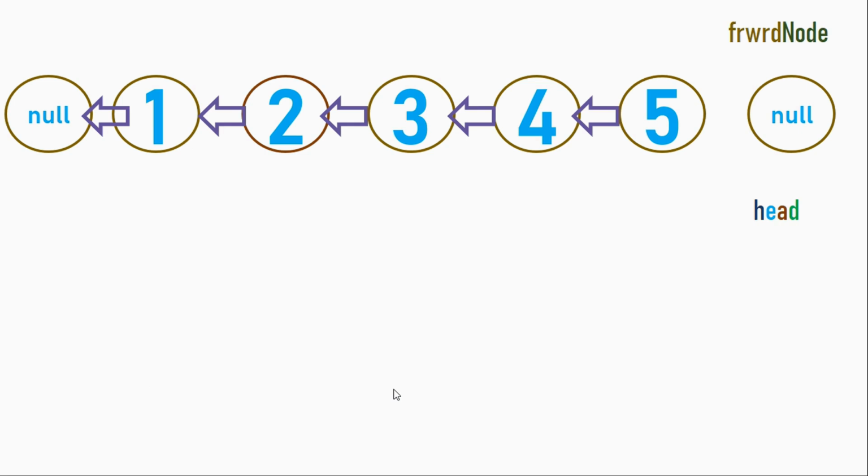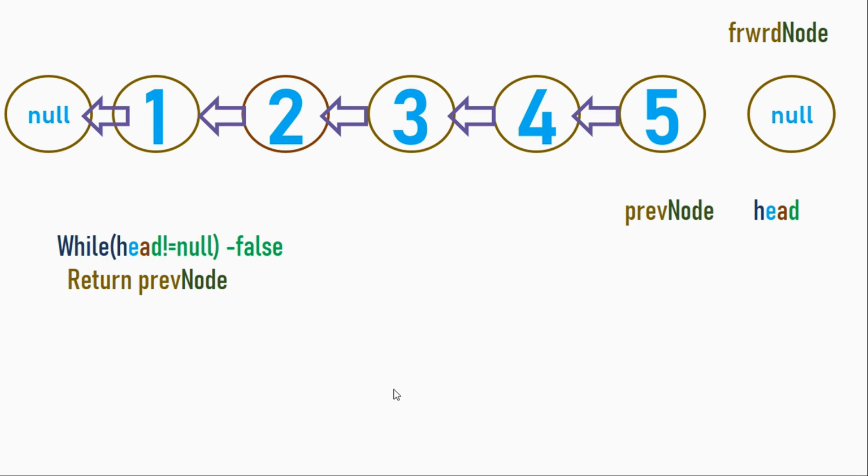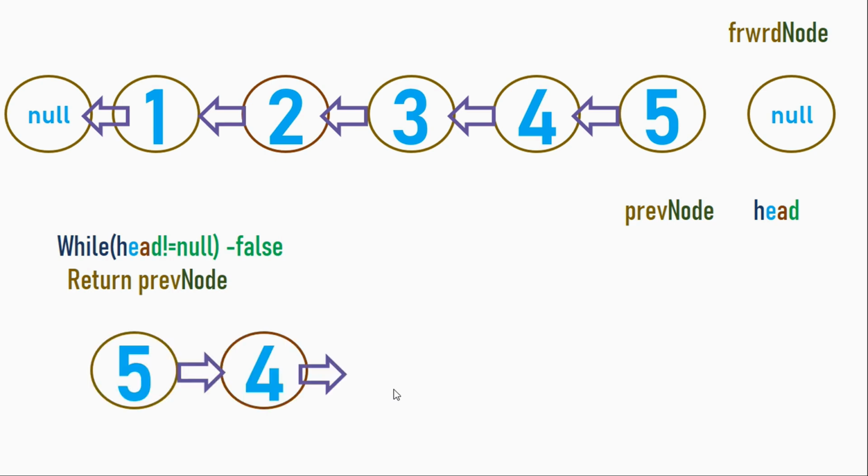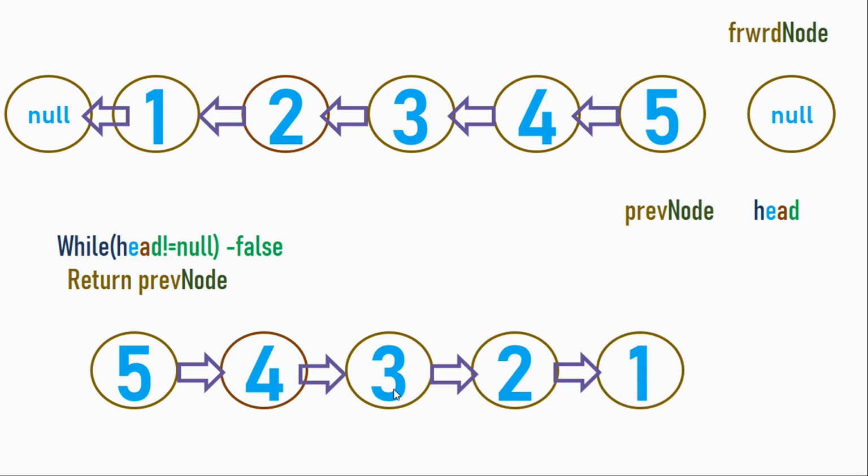So now you can see my list. Head node is null, forward node is null, previous node is 5. Now it will check whether head is null or not. So head is null. Here I will return previous node. You can see the final list is 5, 4, 3, 2, 1, null.